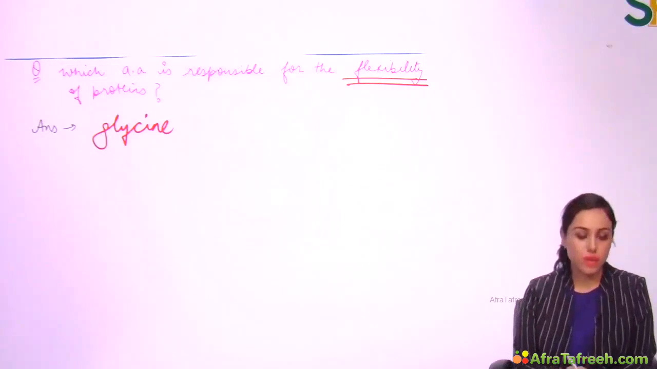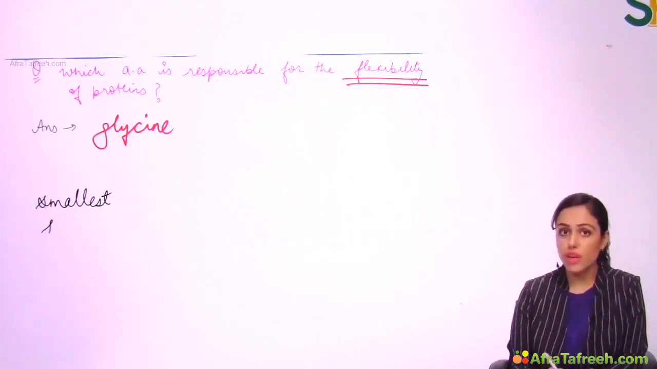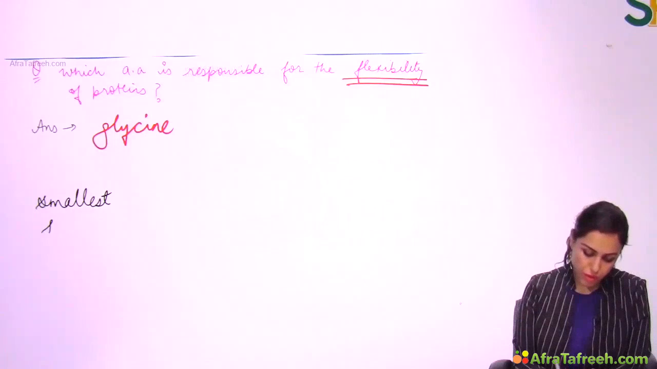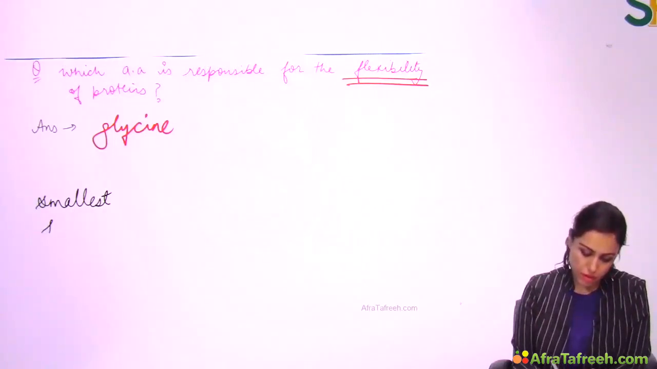You have seen the structure of glycine. You know, glycine has the smallest side chain. Because it has the smallest side chain, this kind of amino acid, the smallest amino acid, can fit in a small space.